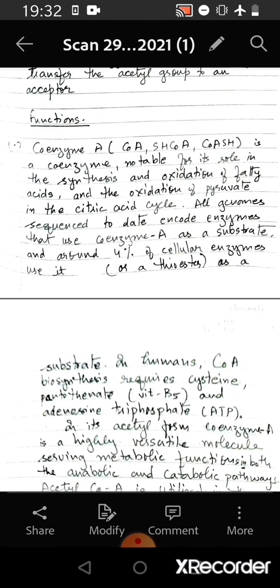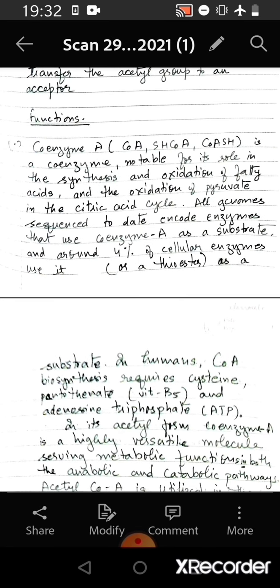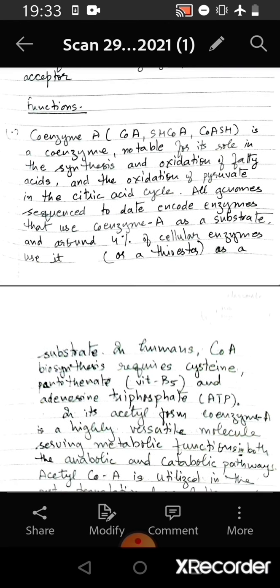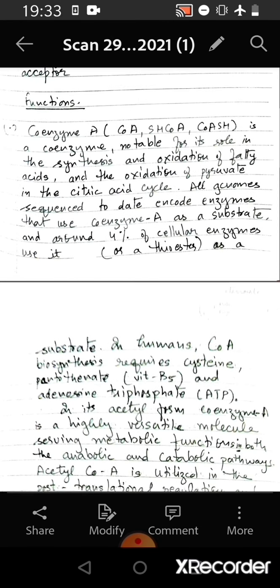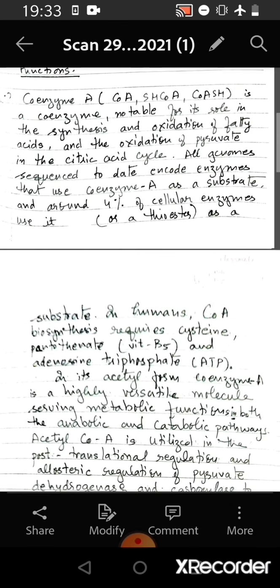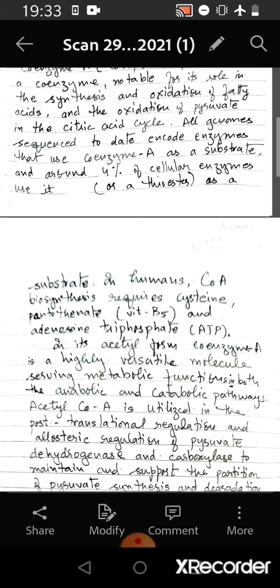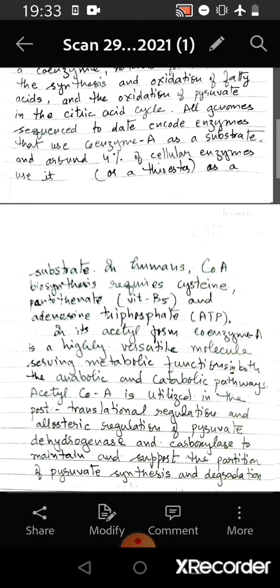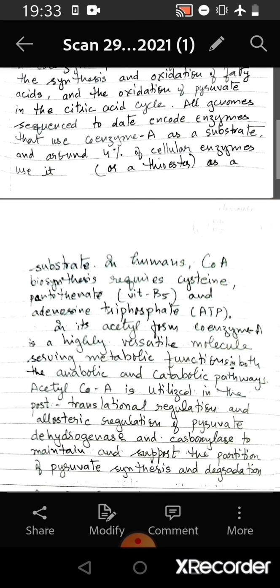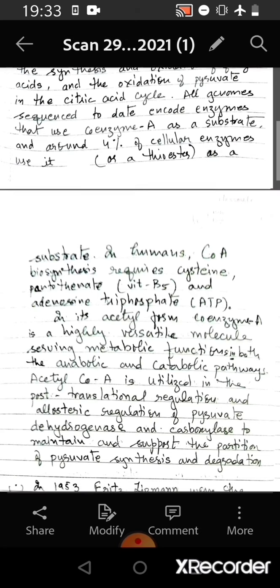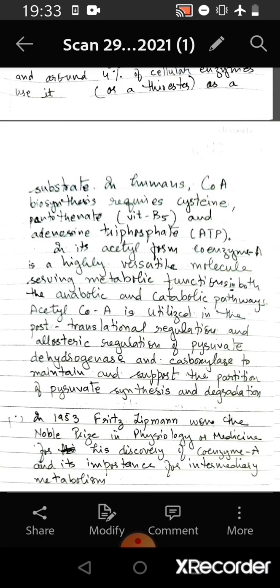Coenzyme A or CoA or SHCoA or CoASH is a coenzyme notable for its role in the synthesis and oxidation of fatty acids and the oxidation of pyruvate in the citric acid cycle. All genomes sequenced to date encode enzymes that use coenzyme A as a substrate, and around 4% of cellular enzymes use it or a thioester as a substrate.